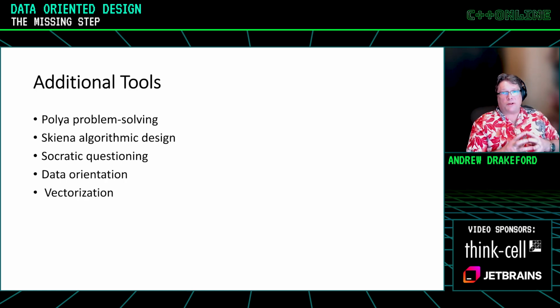So we probably want to have a few more tools. What I propose that we bring in is George Pólya's problem-solving heuristics, Skinner's algorithmic design approach, some Socratic questioning, data orientation, and the vectorization stuff that we will want to see to get that extra factor of 10 out if we can scale.